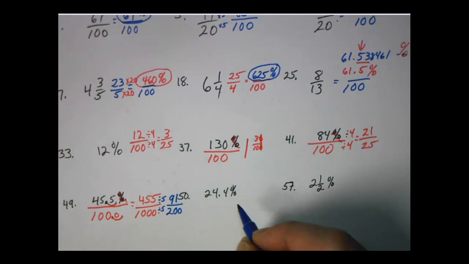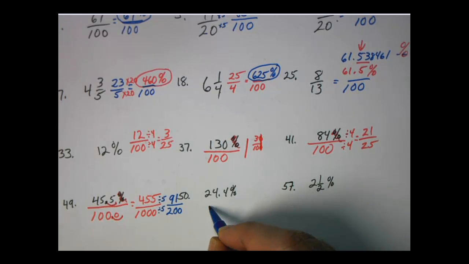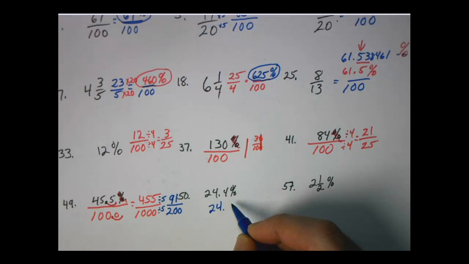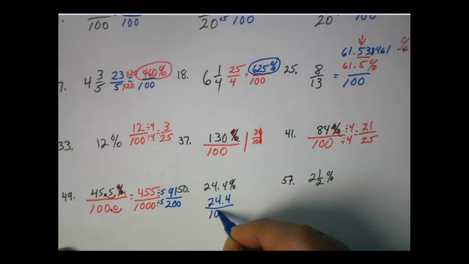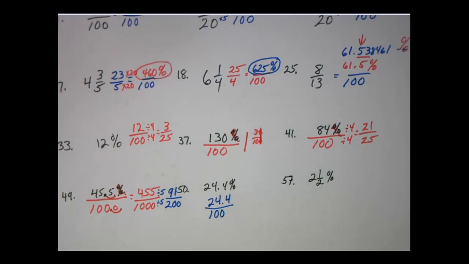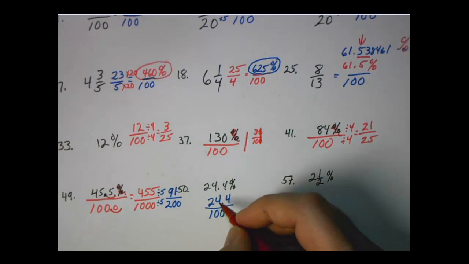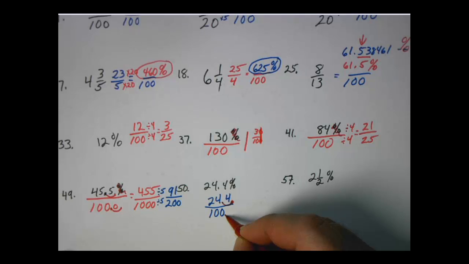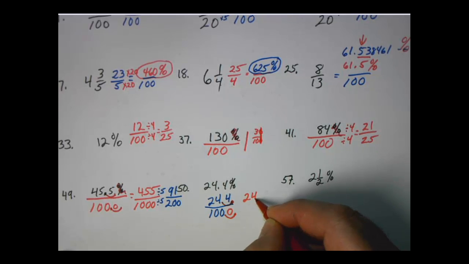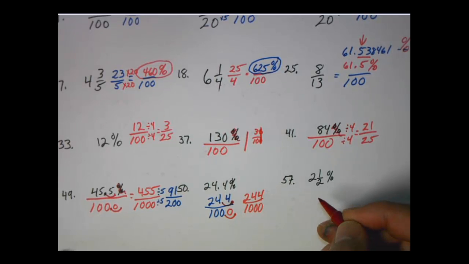Let's do another one of those. Okay, so we would have 24.4. That's going to go over 100. But remember, I can't have a decimal fraction, so I've got to make this a whole number by clearing this out by moving it one spot. I do it to the top, do it to the bottom, add my 0. So now I have 244 over 1,000, and then I need to reduce that.